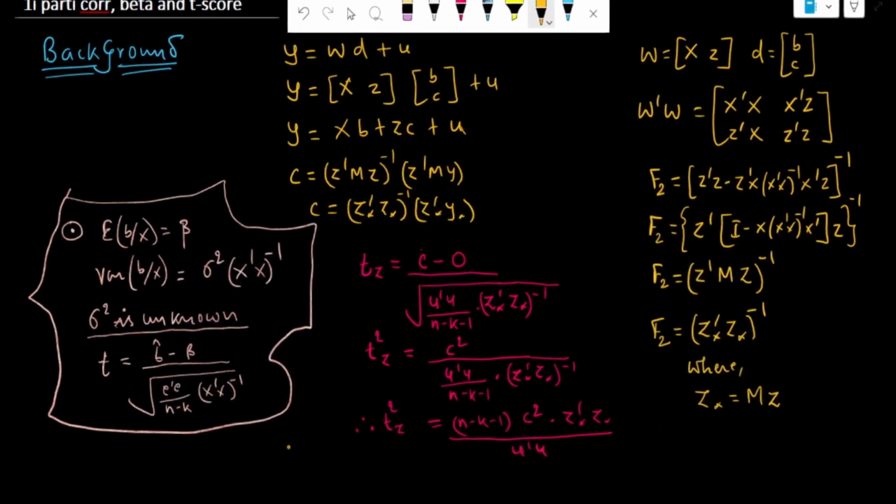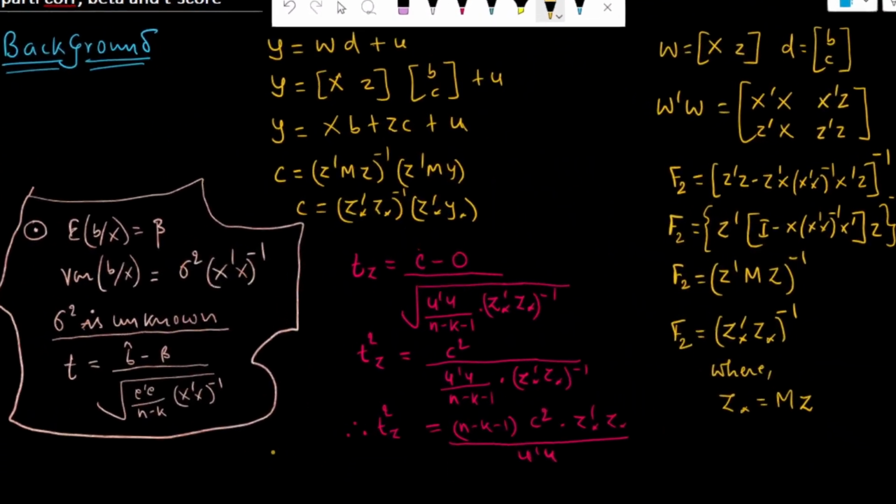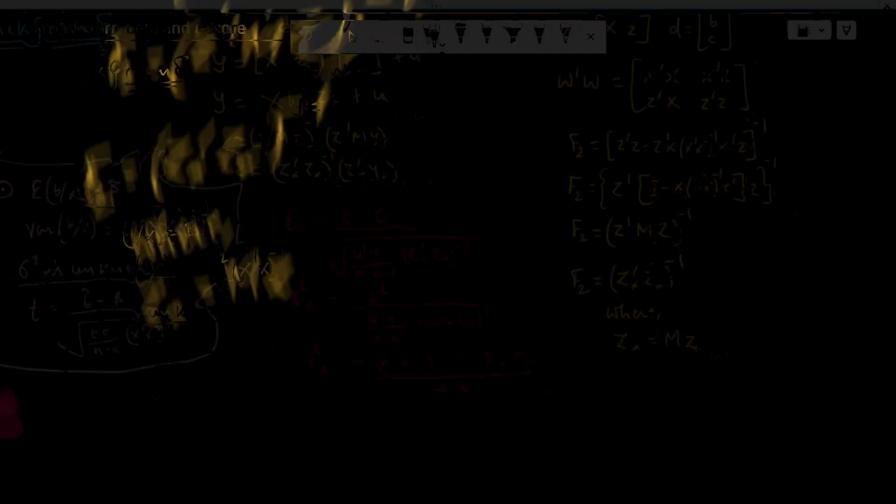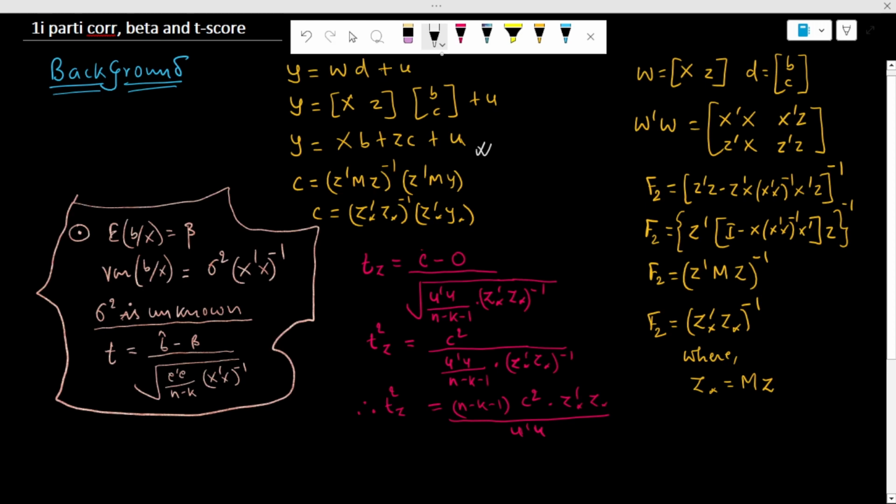In this video, we will see the relationship between the partial correlation coefficient, beta coefficient, and t-score of the individual variable. So we have a partitioned regression y = Xβ + Zc + u, where X is the matrix of the independent variables, including the constant term, and Z is the individual variable. In the case of partitioned regression, we know how to calculate the beta estimate. And here we are focusing on the individual variable and its coefficient.